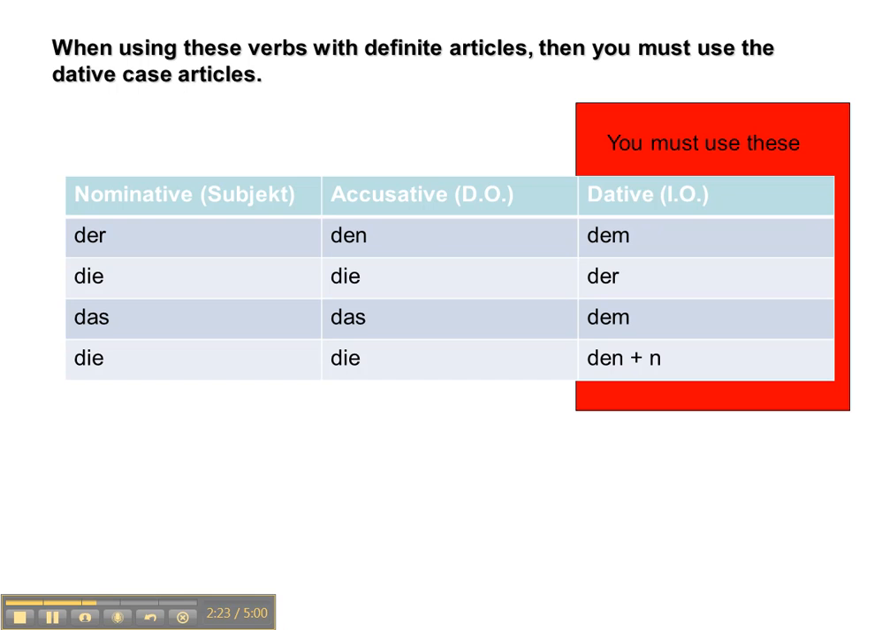When you use these verbs with definite articles, then you want to use the dative case definite articles. So, for der, that would be dem. Die would change to der, das to dem. And for the plural, it becomes what's known as the dative plural, which is die changing to den, plus an N added on to the noun that follows, an N or EN in some cases.